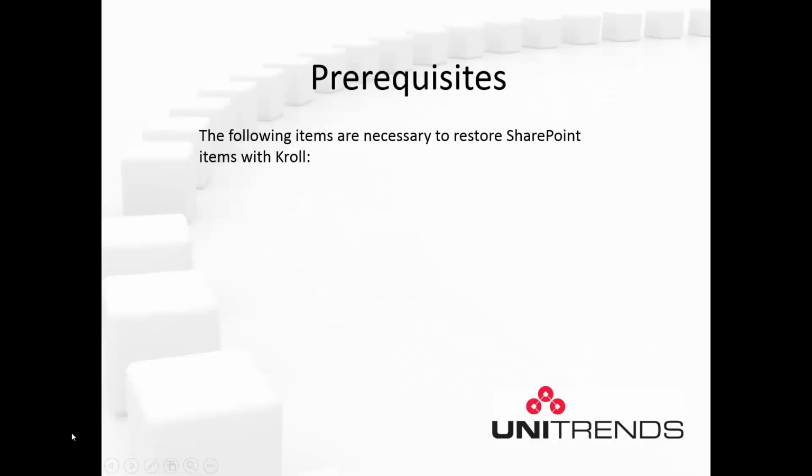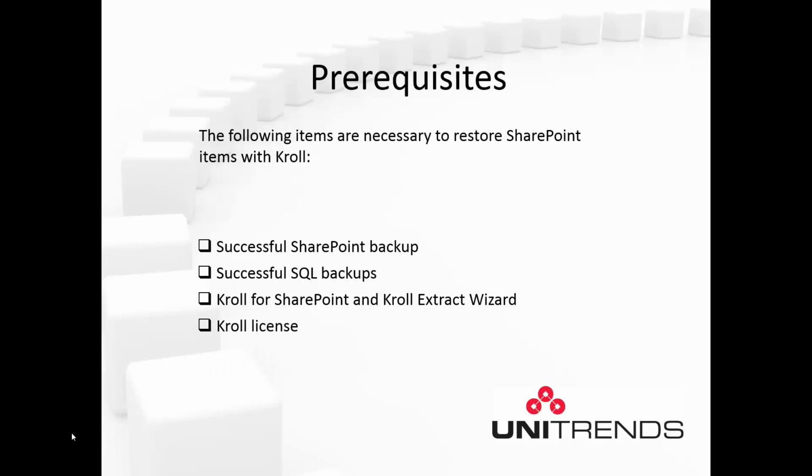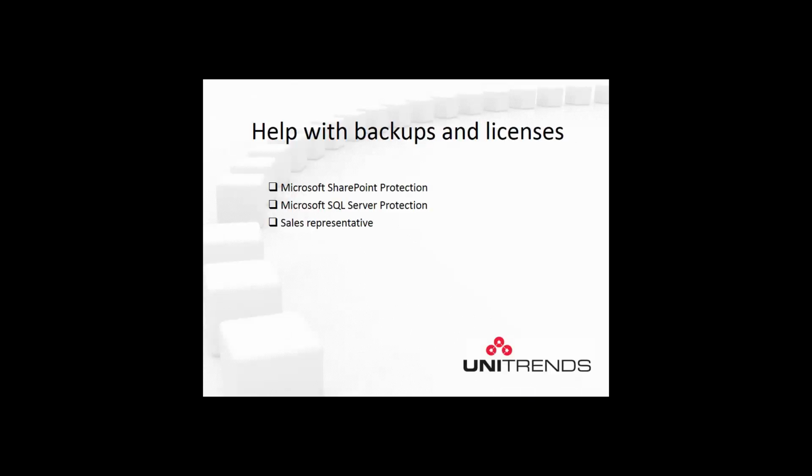In order to successfully restore items from a SharePoint backup, you will need a successful SharePoint backup, successful backups of the SharePoint SQL content databases, Kroll On-Track Power Controls for SharePoint and the Kroll Extract Wizard installed on a workstation in your network, a valid Kroll license, administrative credentials for the SharePoint site you're restoring to, and access to the Unitron's interface. This video covers the restore procedure.